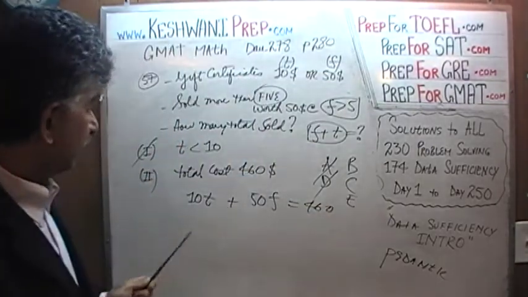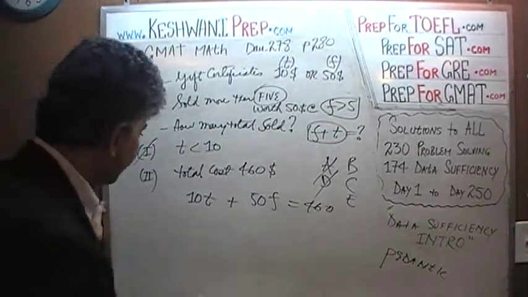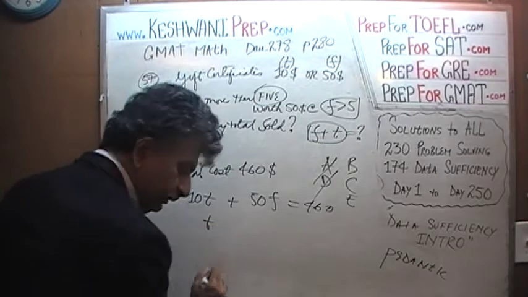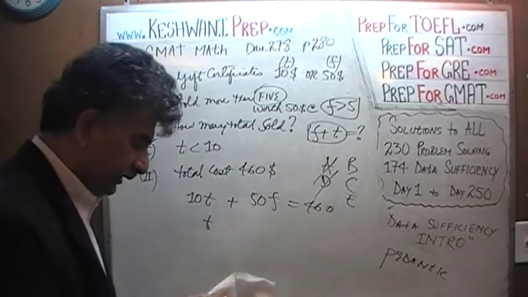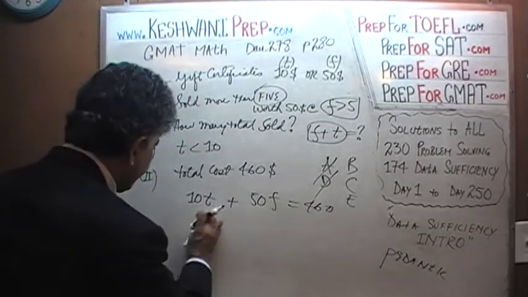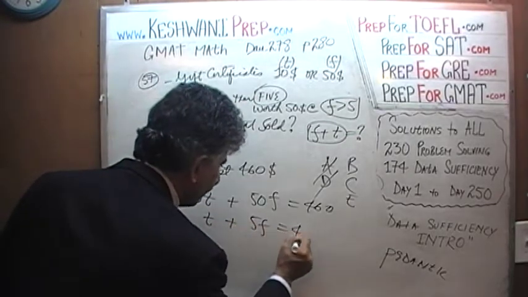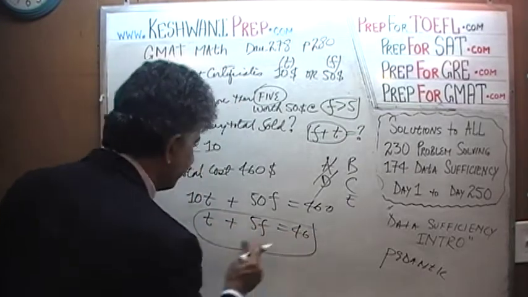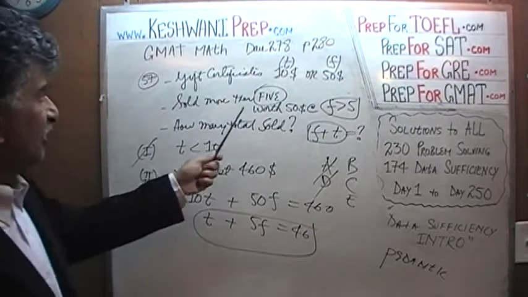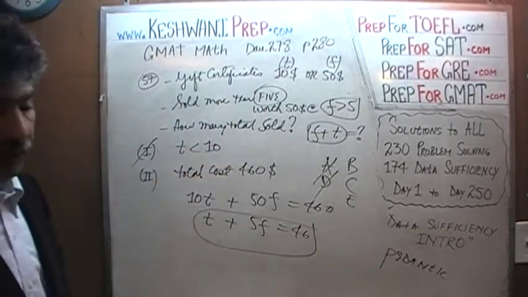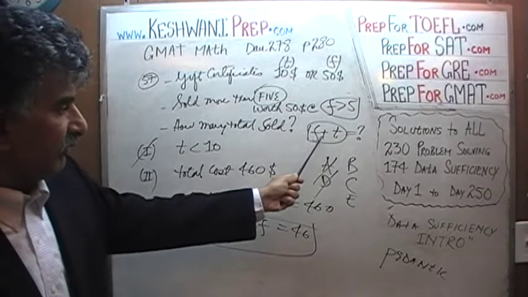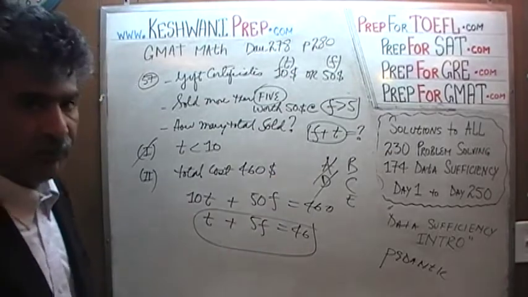The entire equation is a multiple of 10, so let's divide it by 10 to make it simpler. What this tells us is that T plus 5F equals 46. Now, is that going to tell us what we need to know, which is how many total were sold? We're looking for the sum. Can we figure out the sum of F and T from this equation?